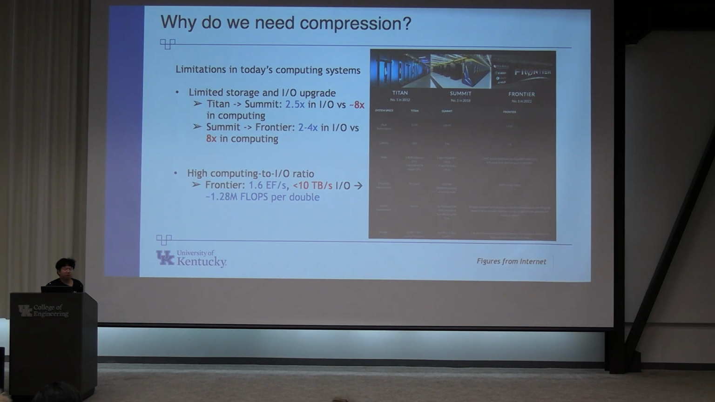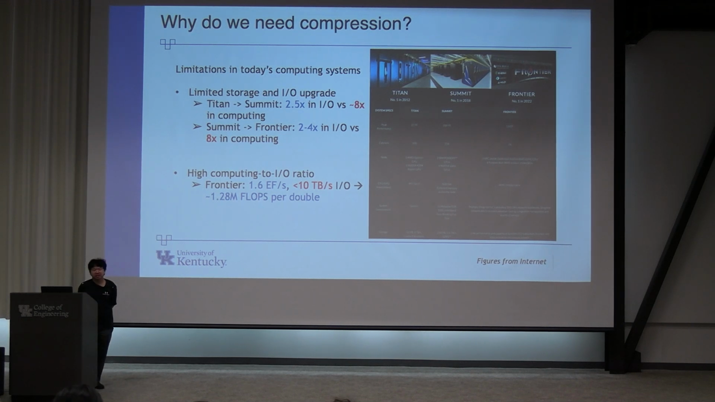With that being said, we have more and more computing power to generate a large amount of data, but our storage and I/O systems cannot keep up with that speed. For a typical example, look at the specifications of the Frontier supercomputer, which was number 1 in 2022. There is a very high computing to I/O ratio. Basically, it has 1.6 exaflops of computing speed.